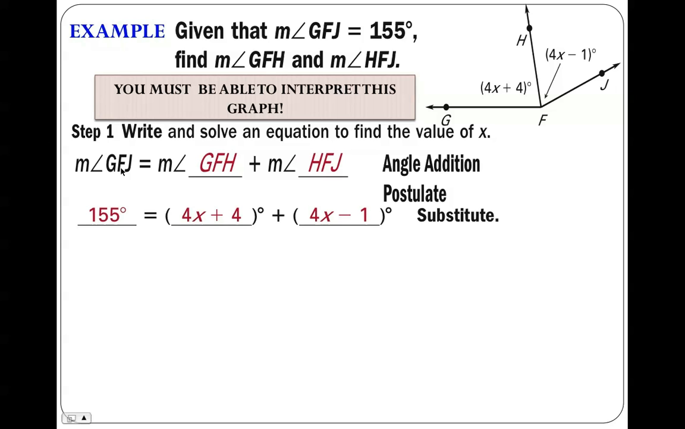So you know that GFJ is 155 because they told you. And then you know that GFH is 4x plus 4 because they said that right here. Okay, GFH. And then you have HFJ, they tell you what this arrow is right here, that part right there. So you can see how you substitute. And then now this is just pretty much an algebraic equation.